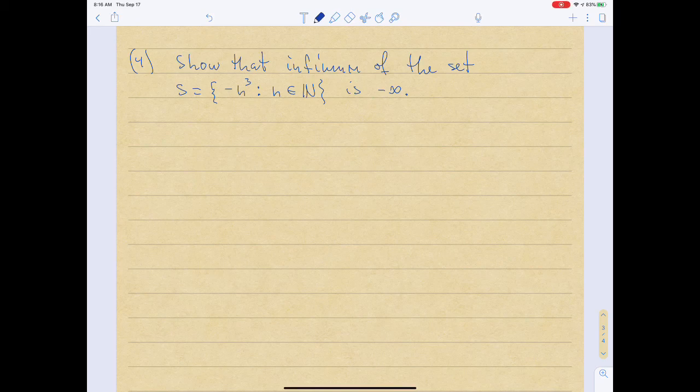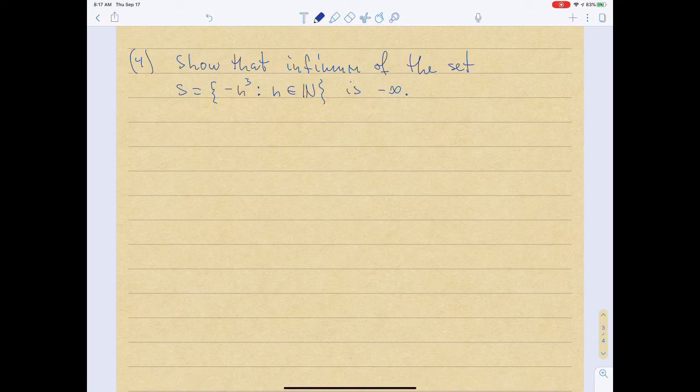All right, so let's continue with a few more examples of supremum and infimum, which now can include plus and minus infinity. The first example that I want to do, I want to show that the infimum of a set of all numbers that look like minus natural number cubed is going to be minus infinity.